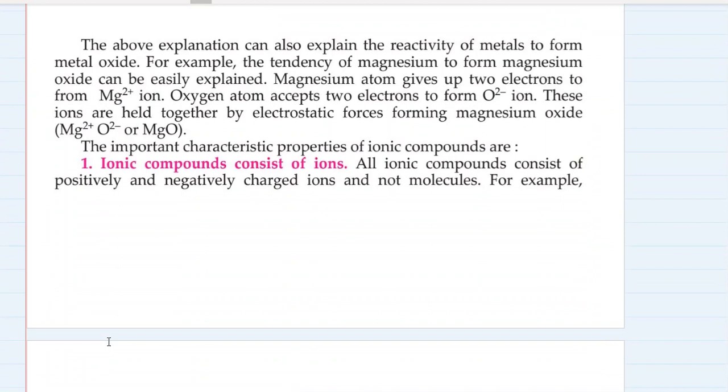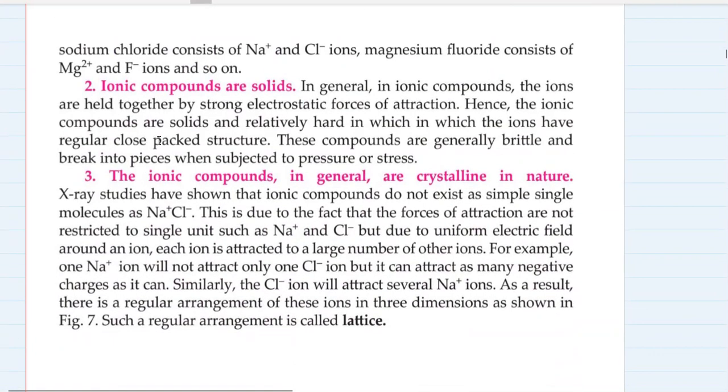Okay, so the important characteristic properties of ionic compounds. Let's look at these. Ionic compounds consist of ions. All ionic compounds consist of positively and negatively charged ions and not molecules. Remember that. This is the most important part. Ionic compounds do not have molecules. They have ions. For example, sodium chloride consists of Na plus and Cl minus ions. Magnesium fluoride consists of Mg2 plus and F minus ions and so on.